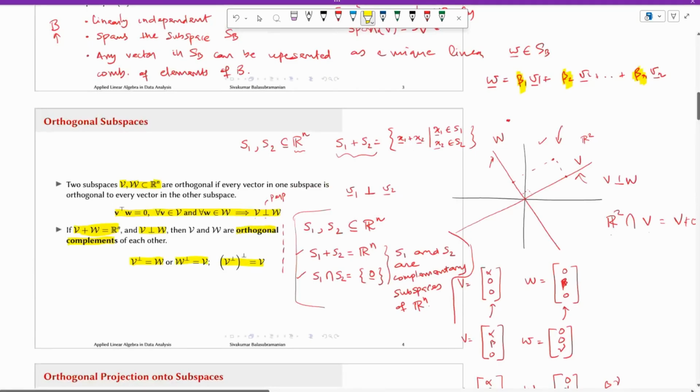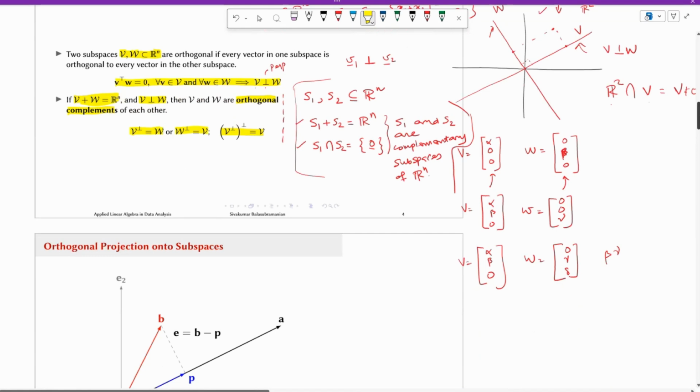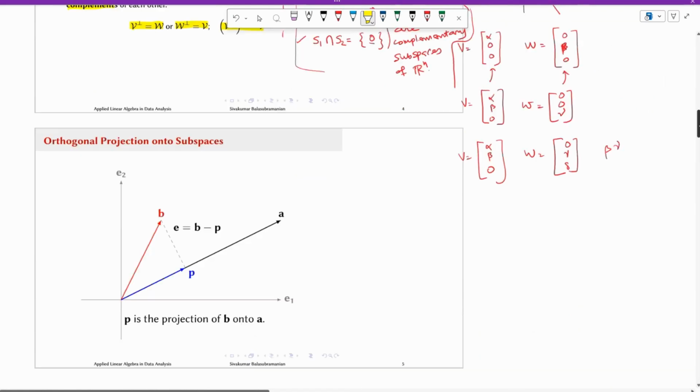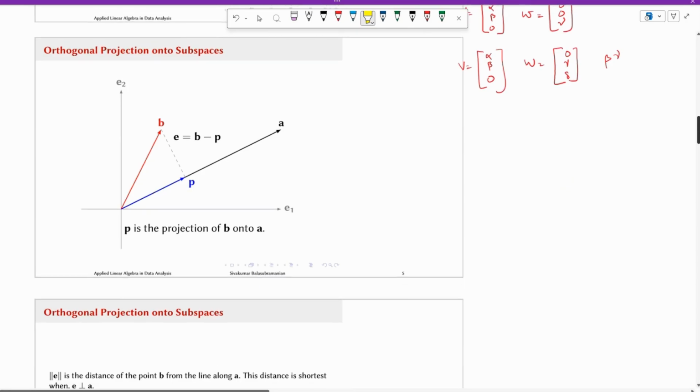Okay, all right. So those are some basic ideas about orthogonality of vectors and also subspaces, and this idea of complementary subspaces and orthogonal complement. Okay? And all of that essentially now leads us to the next idea, and a very important idea, which is orthogonal projection onto subspaces.